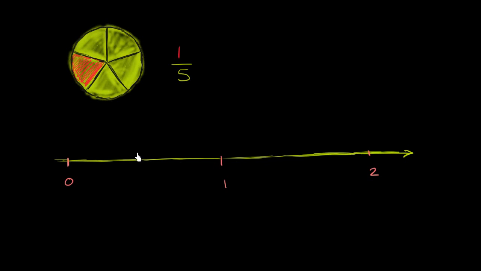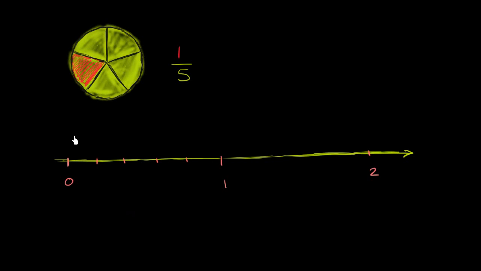And of course, we could keep going if we had more space to 3, 4, and on and on. And what I want to do, instead of taking a circle and dividing it into 5 equal sections, is take the section of our number line between 0 and 1 and divide it into 5 equal sections. So let me see if I can do this. 1, 2, 3, 4, 5. That looks pretty good. I'm drawing it as exact as I can with my hand, but let's just assume these are 5 equal sections.